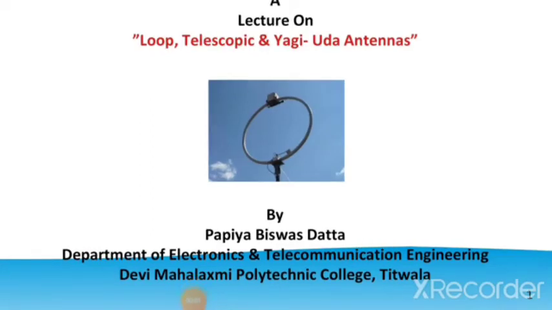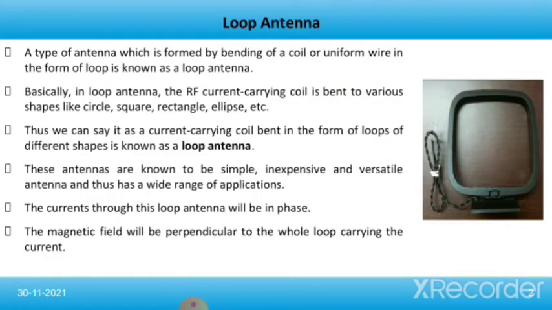Everyone. Today I'm going to start with the next topic of antenna fundamentals, that is loop antenna, telescopic antenna and Yagi-Uda antennas. So first we'll discuss the loop antenna. A type of antenna which is formed by bending of a coil or uniform wire in the form of a loop is known as a loop antenna.